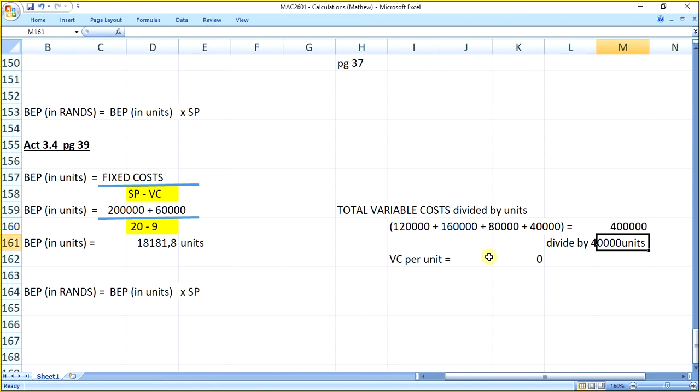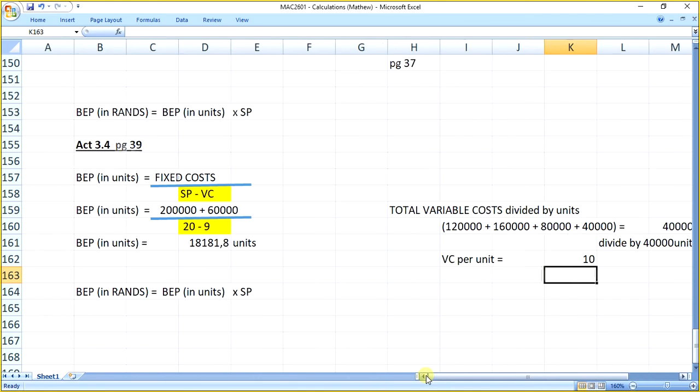Okay, that gives you 400,000. 400,000 divided by 40 is 10. Do you see that? Yes. Okay, great. So we can substitute that in. So we need to change the 9 to a 10.